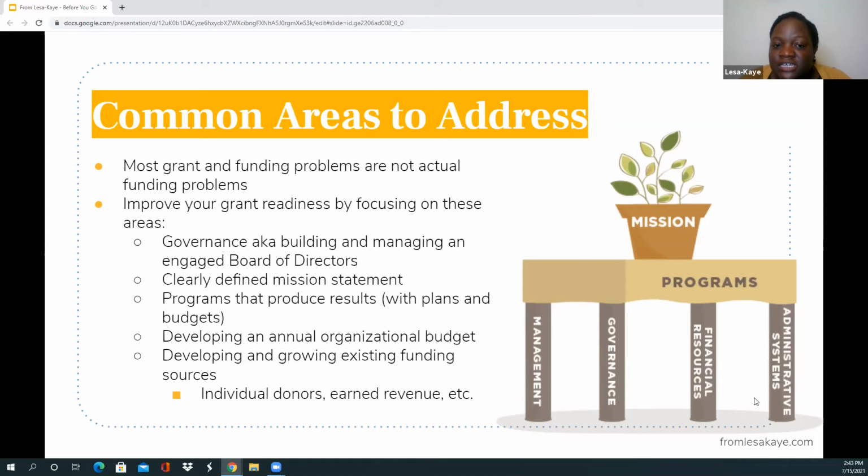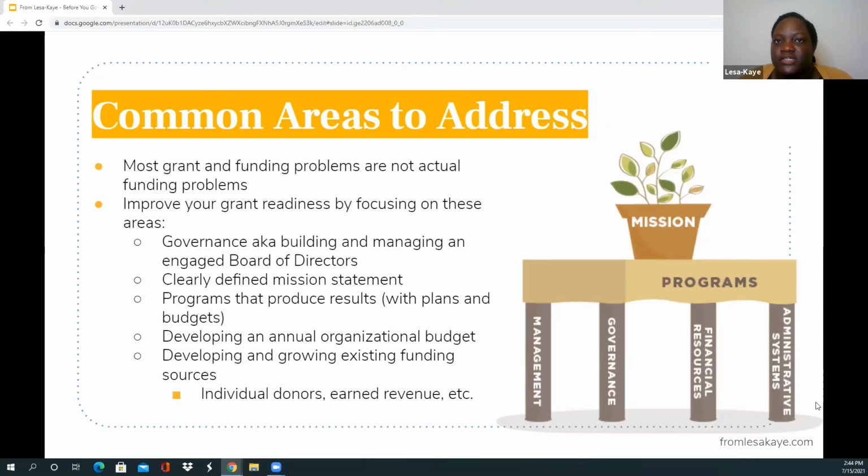And so you improve your grant readiness by building and managing an engaged board of directors, having a clearly defined mission statement, programs that produce results with plans and budgets, having an annual organizational budget, and then developing and growing your existing funding sources. So focusing on those individuals, your earned income, your events. Grants should be a part of your revenue. They should not be the sole source of how you support the organization. And so you want to have diversified revenue.